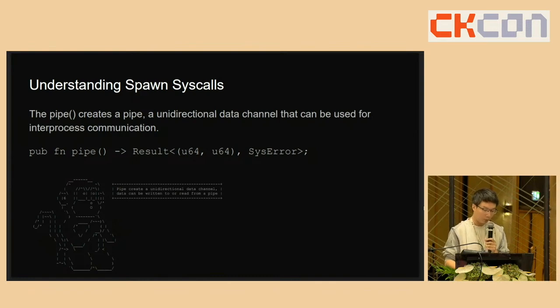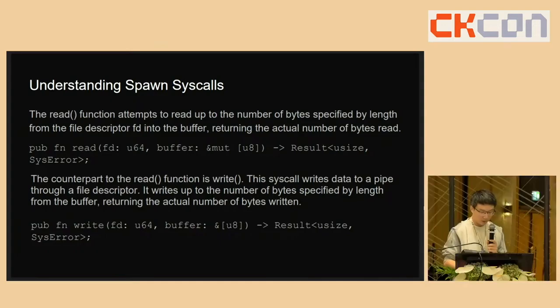Data written to the write end of the pipe is buffered by CKB VM until it's read from the read end. The read syscall reads data into a buffer, returning the actual number of bytes read. The counterpart to the read function is write. This syscall writes data to a pipe through a file descriptor. It writes up to the number of bytes specified by length from the buffer, returning the actual number of bytes written.